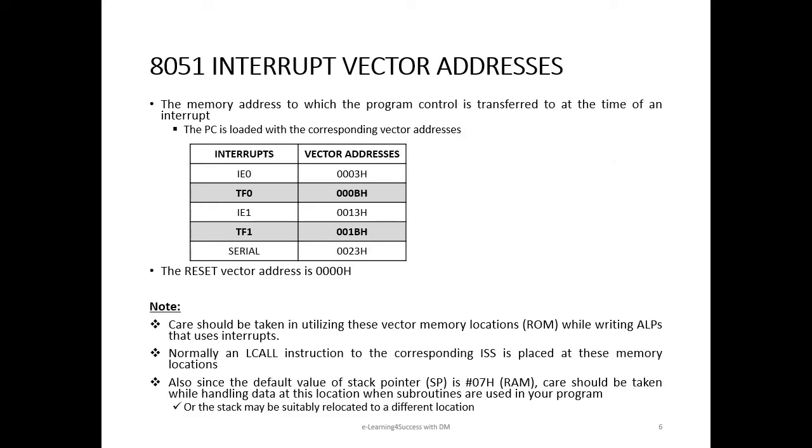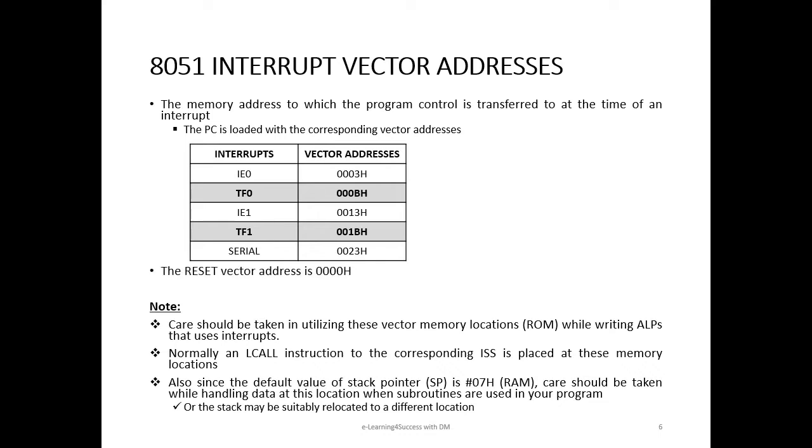Now let us try to understand vector addresses. Vector addresses are memory addresses to which the program control is transferred at the time of occurrence of an interrupt. This is possible by loading the program counter with the corresponding vector addresses. The following table shows the various 8051 interrupts and their corresponding vector addresses. Reset interrupt has the highest priority here.